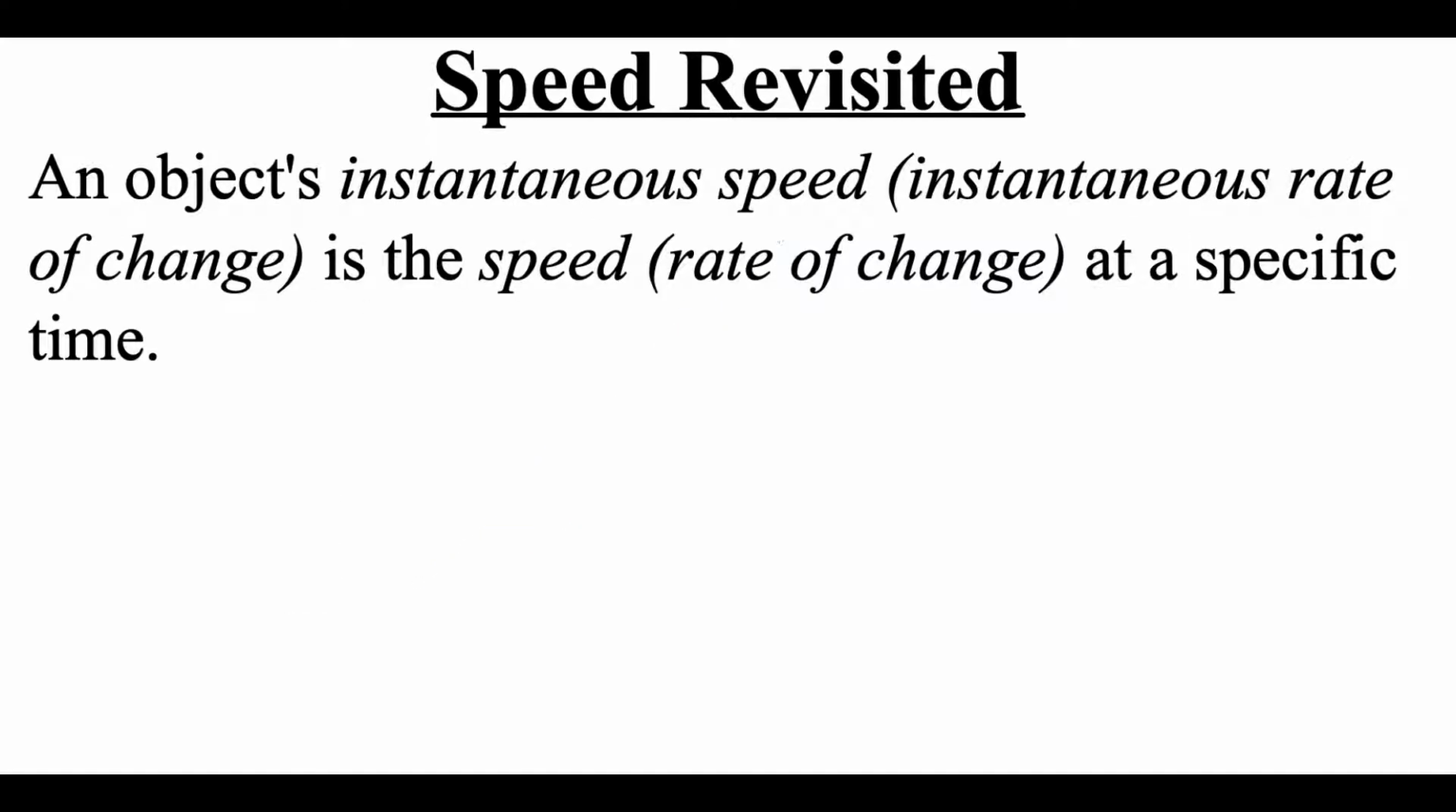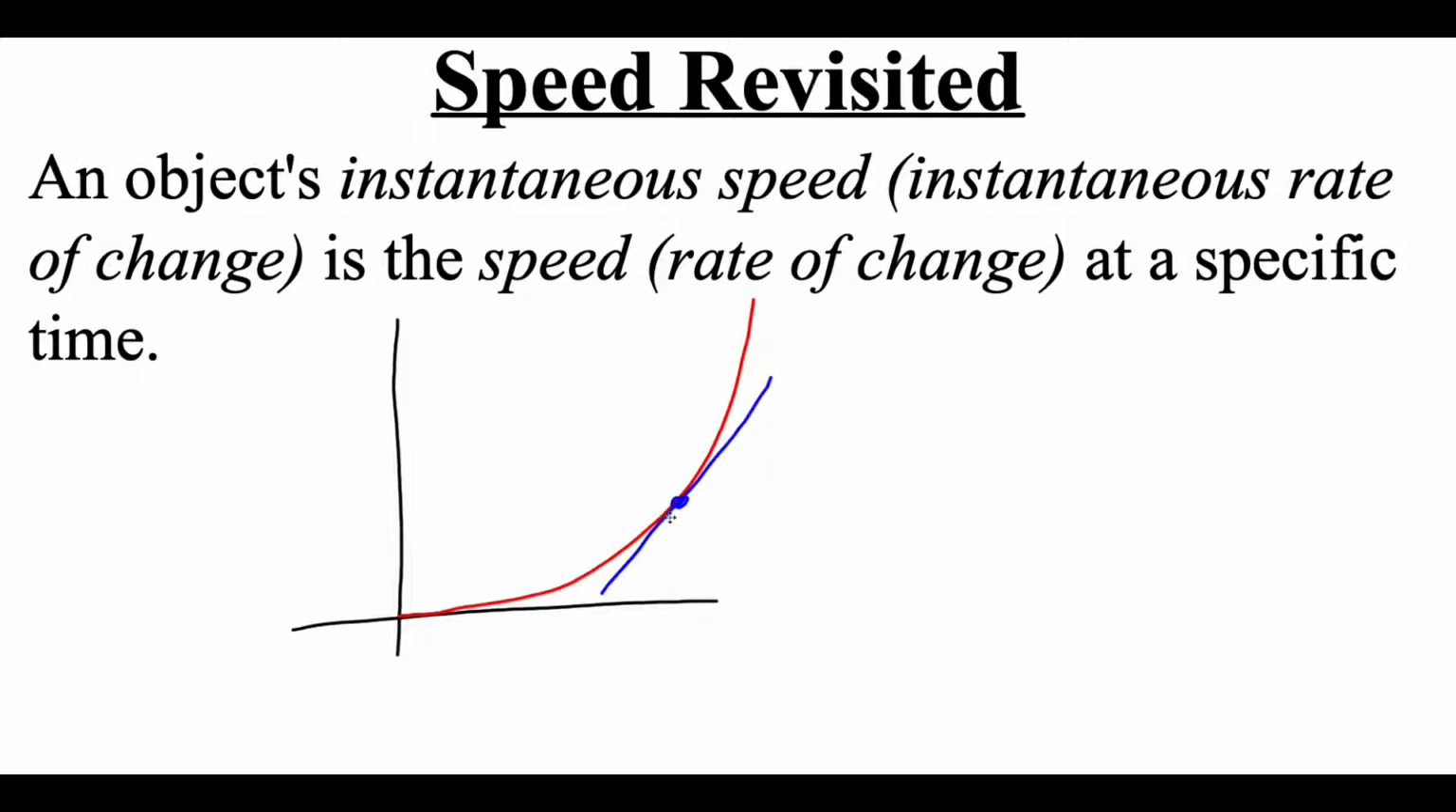Now, if we compare that to an object's instantaneous speed or instantaneous rate of change, it's the speed or rate of change at a specific time. So visually, if we think about this as a graph, the instantaneous speed is the slope of the tangent line at that given time or at that given x value.